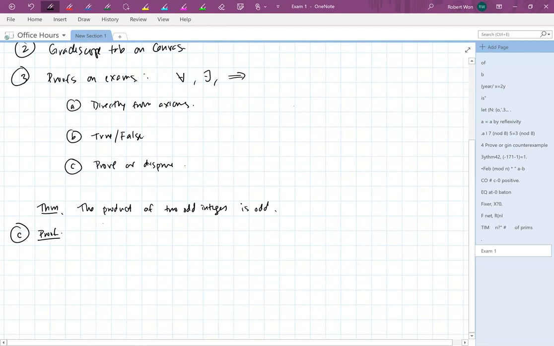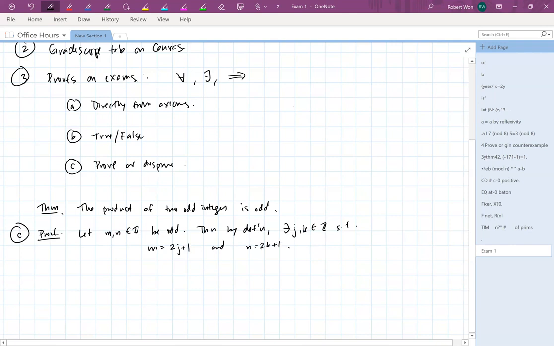Okay, so the product of two odd integers is odd. So maybe we say let m, n be odd integers. Then, by definition of odd, there exist j and k such that m equals 2j plus 1 and n equals 2k plus 1.